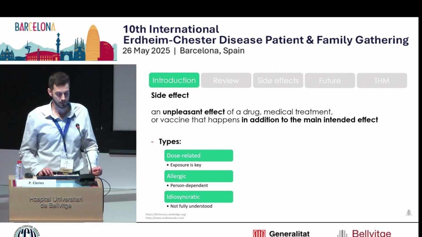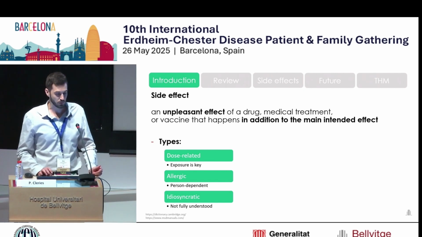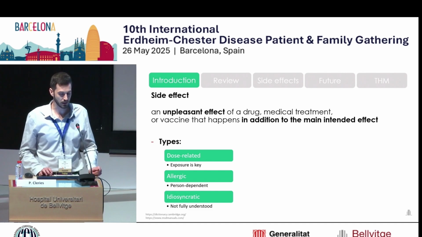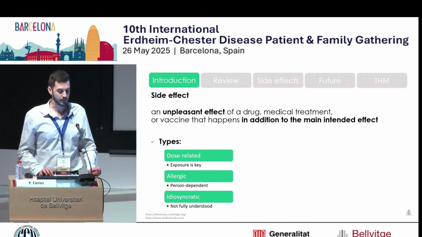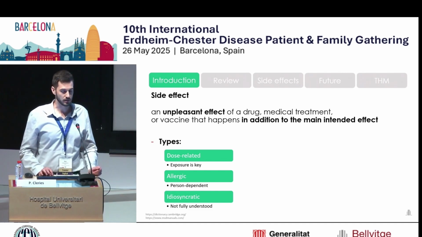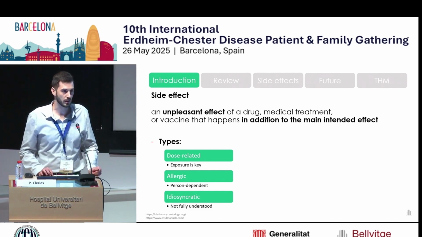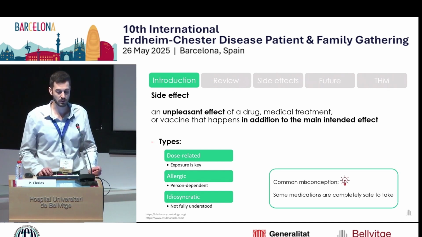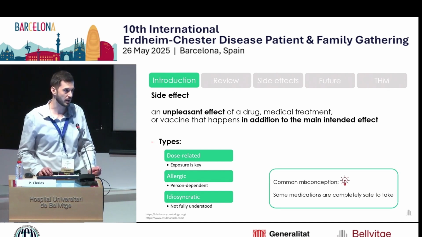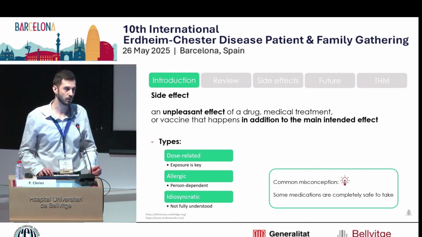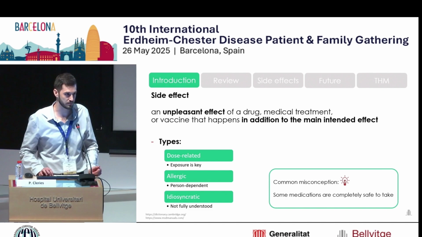There are certain types of them. For example, the dose-related ones where exposure is key. I'm going to talk about this in a minute. The allergic reactions, which are person-dependent, and the idiosyncratic, which are not really fully understood, and they are hard to predict, actually. A common misconception my patients usually have is that some treatments are completely safe to take. The truth is, all kinds of treatments, even over-the-counter treatments, have side effects. It's just that they don't always present themselves.